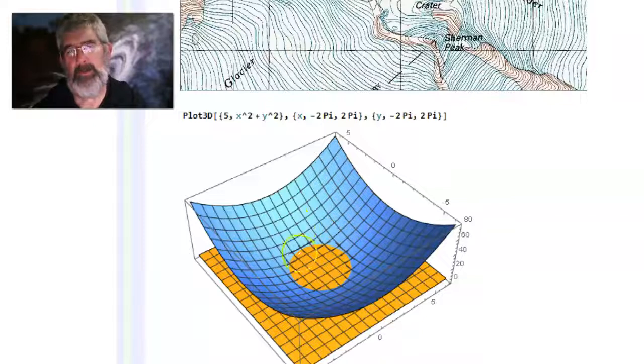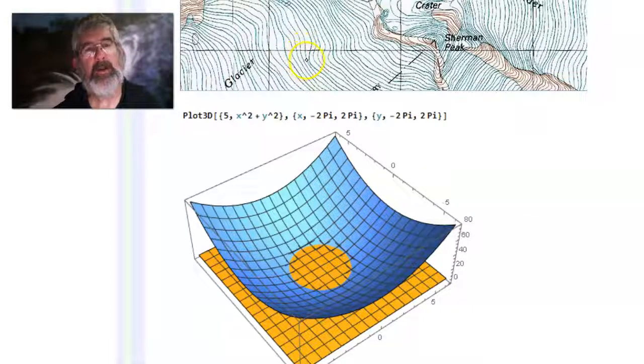Now, some books call it a contour when it's on the surface itself. When you draw it up here on the xy plane, then they call it a level curve. I've seen it both ways. I'm not particularly picky as to what you call it, contour or level curve. I will understand both ways.